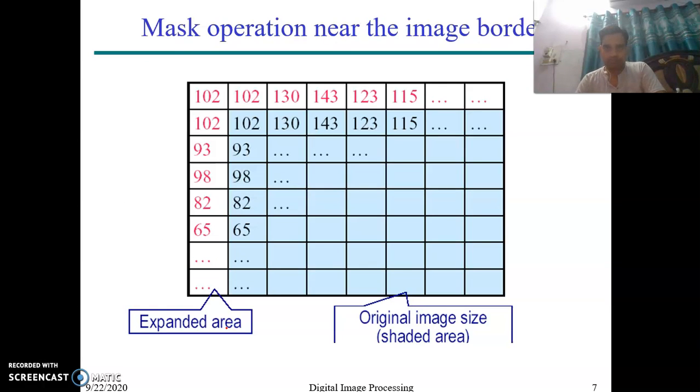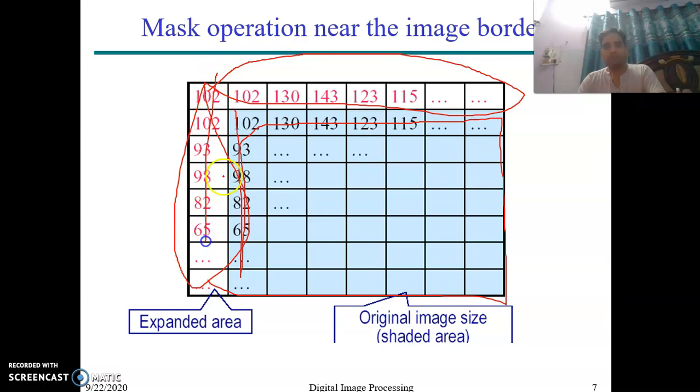Now here they have shown the expanded area by the red colored gray values. The actual image is this, and for the convolution we have just padded the border with some gray values. This is the original image and this is the expanded area. The area is being expanded only due to the problem of convolving the mask on the border area. So we will just pad the borders with some gray values.